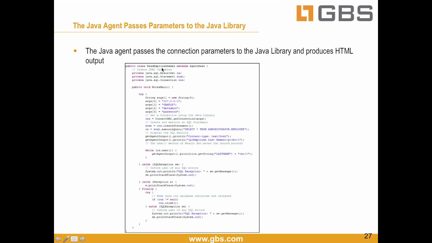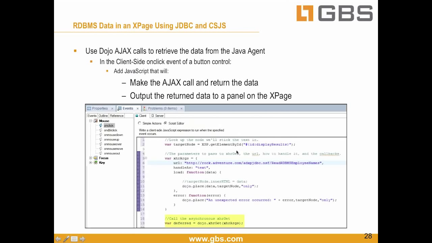So we'll go in and create a class that reads the employee names. We'll pass in all of our particular values to get the connection, including our SQL query that we're passing across. In this case, we're selecting all of the values from the employee table, that same employee table that we used in the first example. And then we're just going to return some HTML. So we're using getAgentOutput, and we're going to produce an HTML return value.